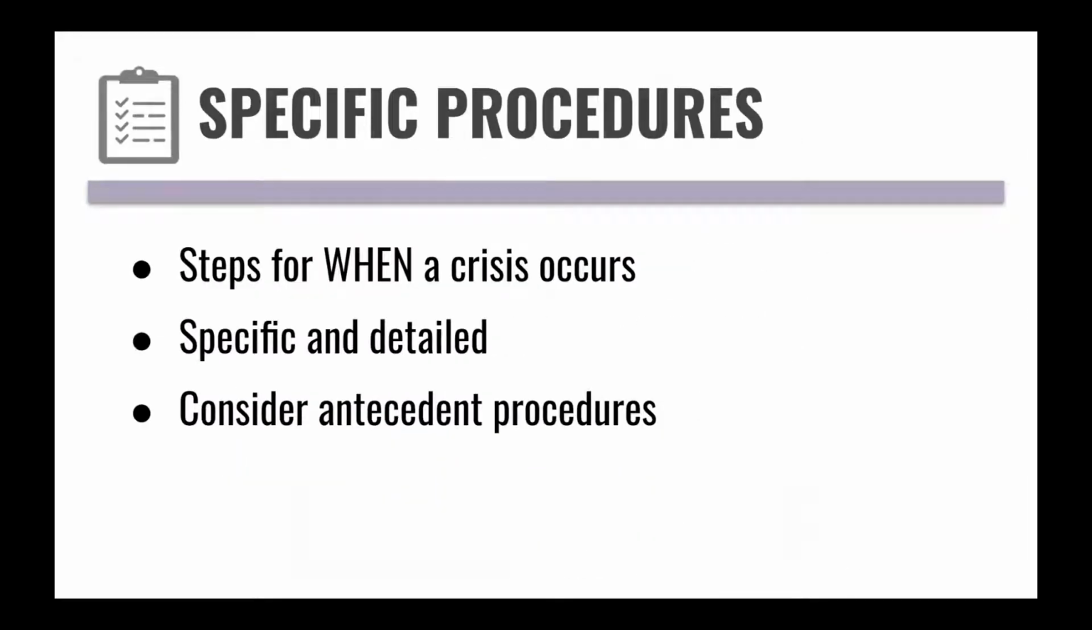The team will develop steps for when a crisis occurs, not when the potential for a crisis is present. These procedures need to be specific and detailed. Just as the behavior definition needs to be clear, the procedures also need to be clear, so there is no guessing what to do when the crisis occurs. The team should ensure everyone involved understands their role and responsibility.